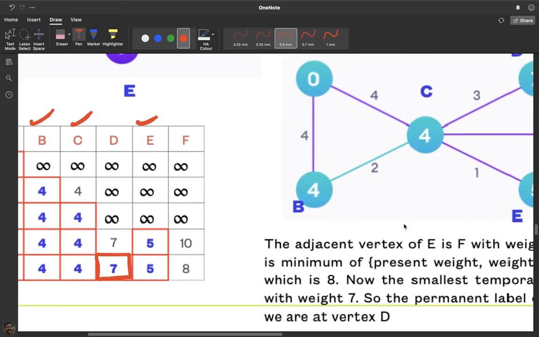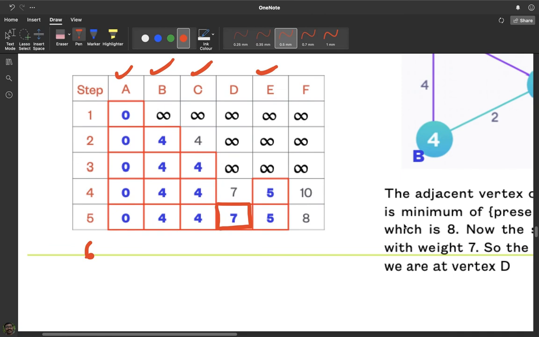Okay, so the next step, only F is remaining. So the sixth step, only F is remaining. All other vertices have permanent weights: 7, 5, 8. So in the last step, this will also get the permanent weight. It is 8. That means the shortest path from A to F has a weight of 8. So 8 is the shortest distance from A to F. I hope it is clear.